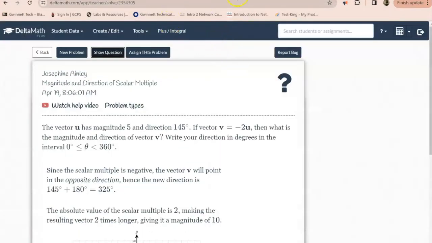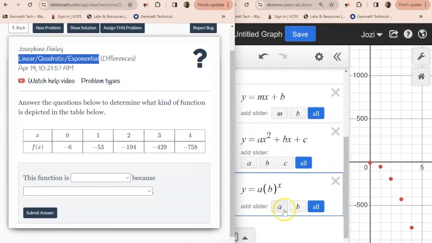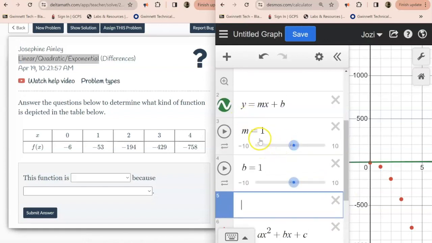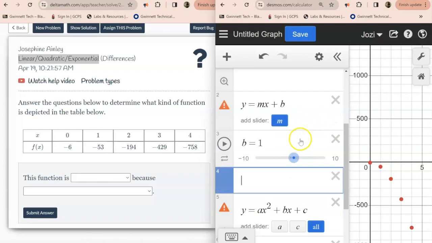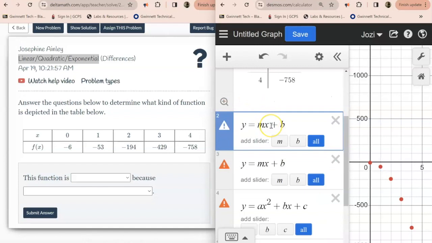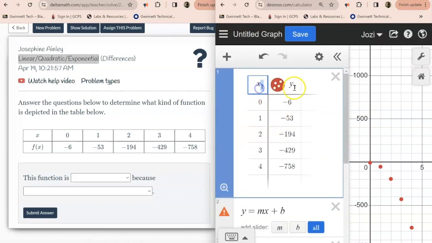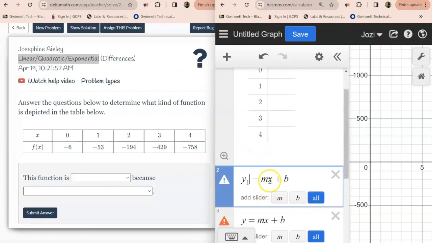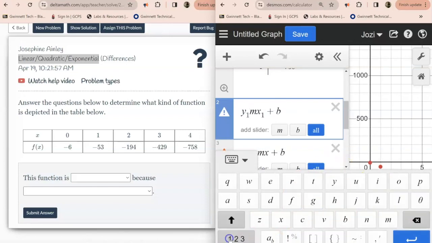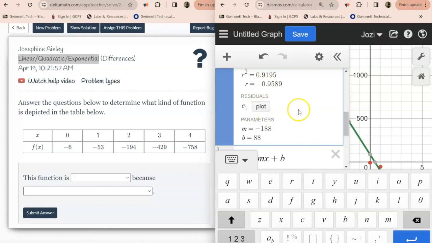go back to my question. Once I have all three of those, I want to know which one of these is going to hit every single point. So if I'm thinking that it's linear, I'm going to change this to x1, y1, so that it can start appearing. And what's the other thing I need to change? This equal sign to the tilde, I think it's called, but we'll call it the squiggly line. So change that to the squiggly line.